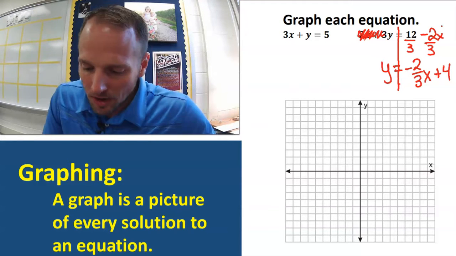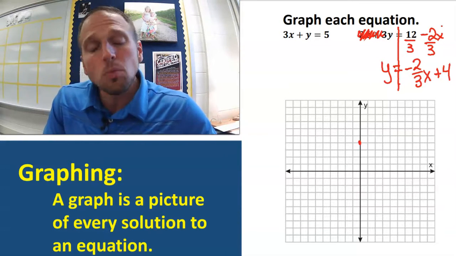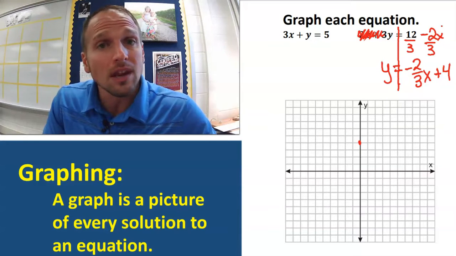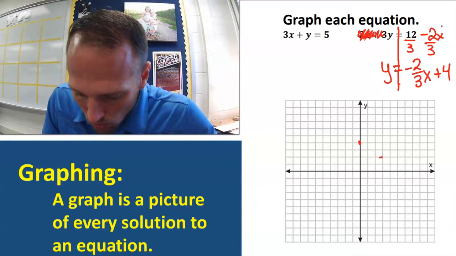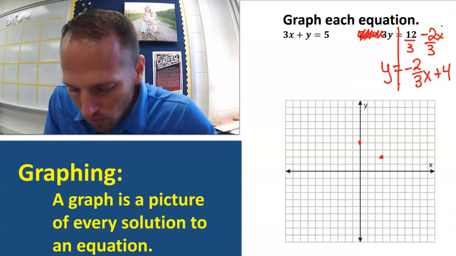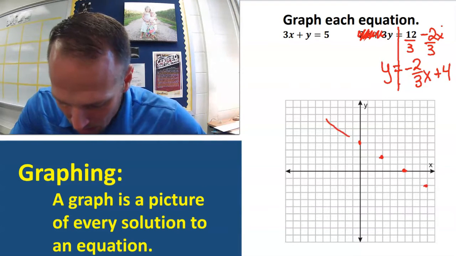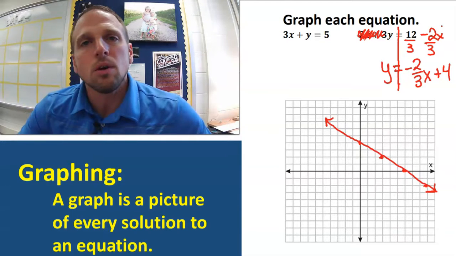Okay, so let's graph this. Go up 4, because that's our y-intercept. Then our slope is -2/3, so I need to go down, since it's negative, down 2/3. So down 2 over 3. Remember, always going over the way we read from left to right. Down 2 over 3, and that's our line. Okay?